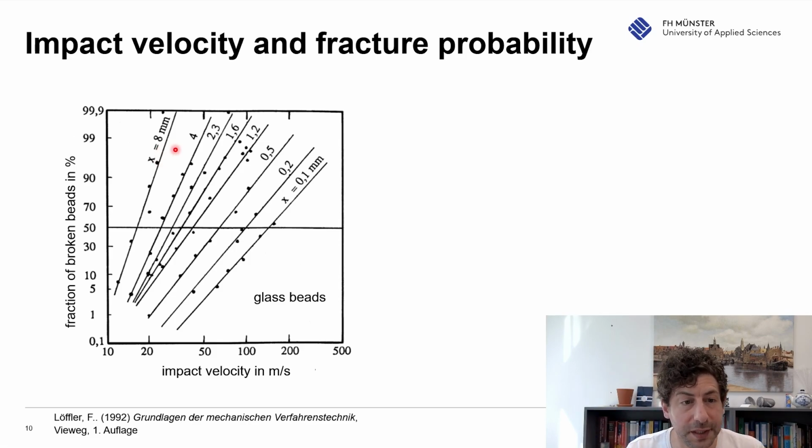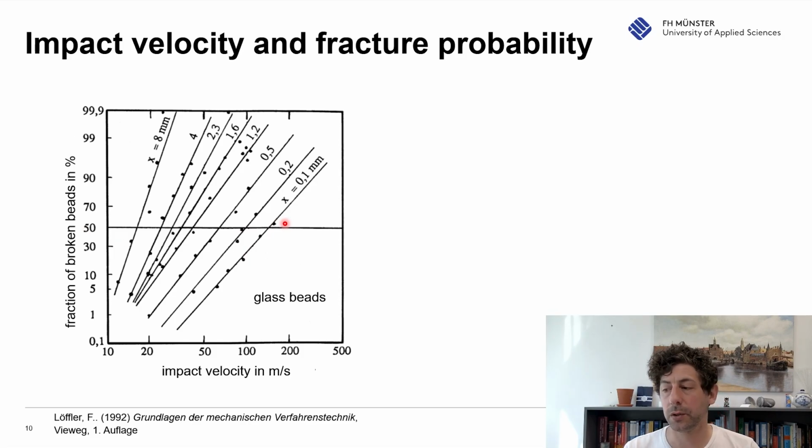And also we see that the smaller the particle gets, the more velocity, so the more energy, we need to break the particle. If we look at these 100 micron particles, and we have here the highest velocity for 8 millimeter, we cannot even crack one of the small ones. So we have to shoot them faster, faster, faster to get sufficient breakage.